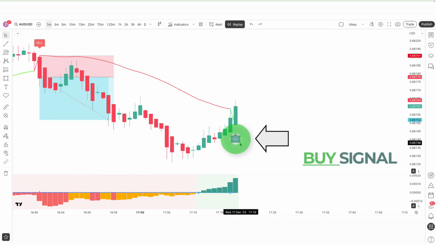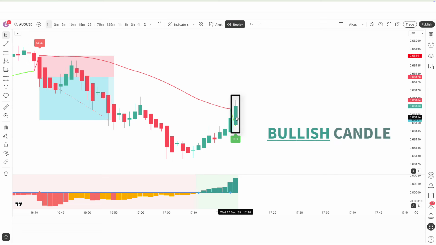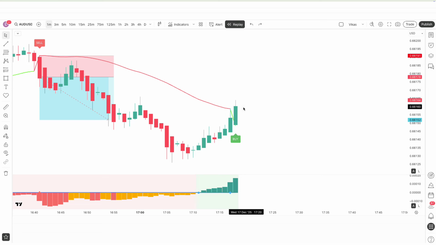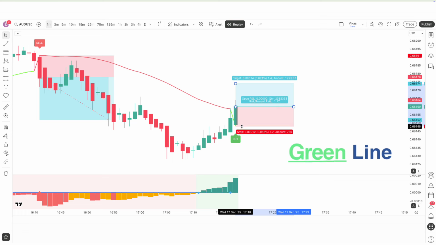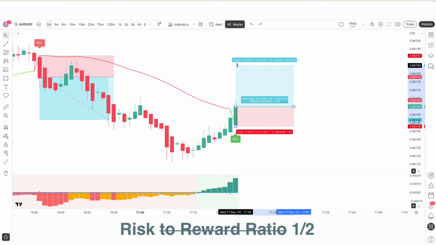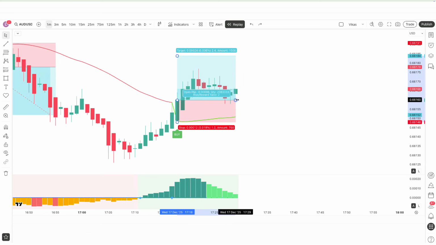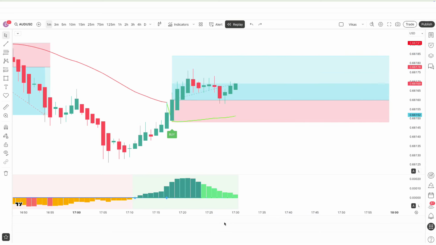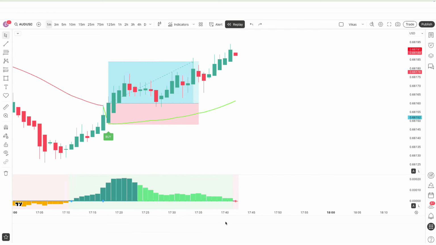Here, the SSL Trend Analyzer Indicator gives us a buy signal. Here, the green columns of the Super Trend Oscillator are above the 0 line. Here, the market has made a bullish candle to give confirmation. So all our conditions are being fulfilled, so we are placing an order to buy. Our stop loss should be at the green line, and the risk to reward ratio will be 1:2. Let's see what happens to our trade. Our trade is running in profit. We have won this trade. Let's find the next trade.